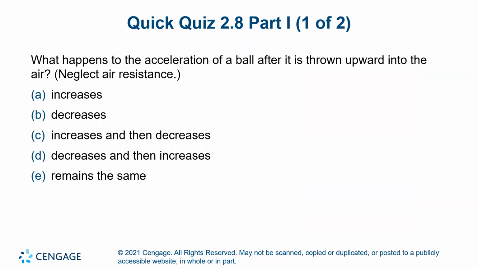Okay, moving on. Let's answer this now. What happens to the acceleration of a ball after it is thrown upward into the air? Does the acceleration increase, decrease, increase and then decrease, decrease and then increase, or remain the same? What is your answer? Well, the correct answer is remains the same. For the entire time interval that the ball is in free fall, the acceleration is that due to gravity alone, so constant. The acceleration is negative 9.8 meters per second squared, downward.